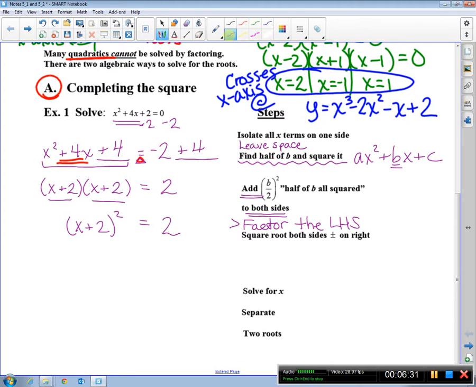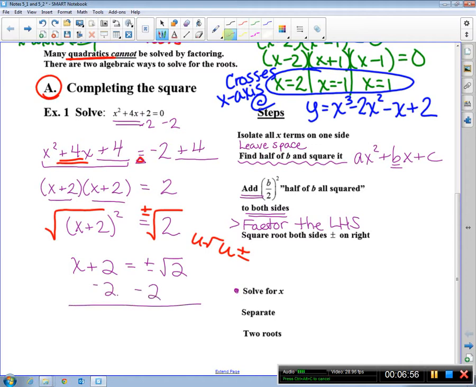Then we'll square root both sides. We are square rooting. Right here, we need to do our plus and minus. You square root, you plus minus. So important. Otherwise, we won't get our 2 roots. On the left, we have x plus 2. And on the right, we have positive and negative square root of 2. Then we solve for x. I like to put this number in the front, okay? And here are our 2 roots.